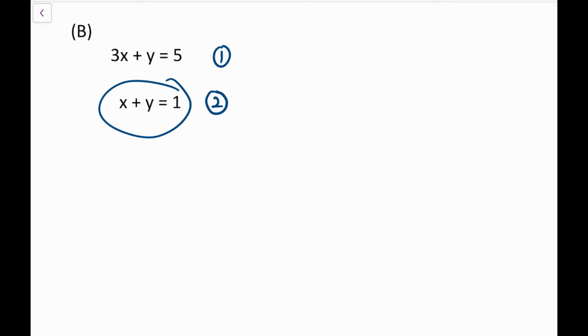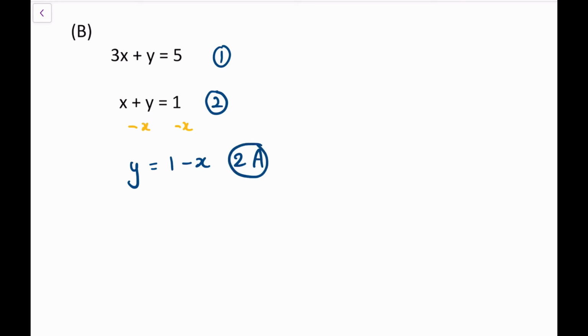Now, which equation looks a little bit simpler? The second one. So I might just subtract x from both sides of equation 2. So I'm going to change it. I'm just going to subtract x, so then I get y is equal to 1 minus x. Now, I manipulated equation 2, so I'm going to call this 2a because it's part of the family of the second equation. It just helps with what we're going to do next.